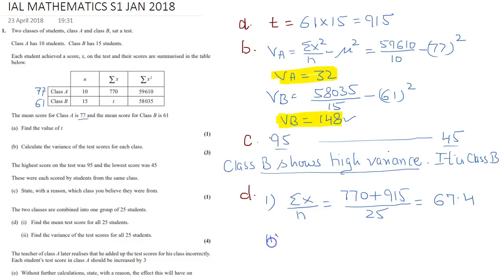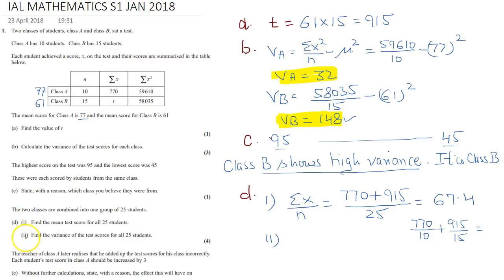Part 2, you can do it separately also. That is 77 multiplied by 10, so 770 over 10, plus 915 over 15. I think you will get the same answer. Just try this. That is 67.4.